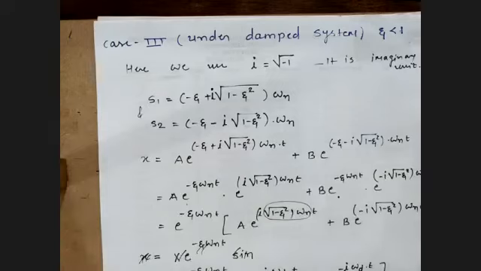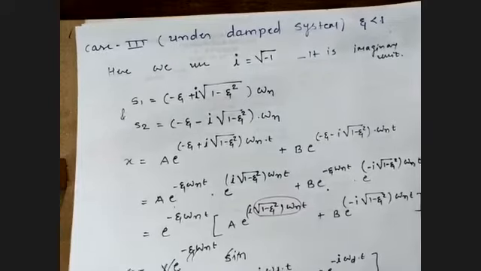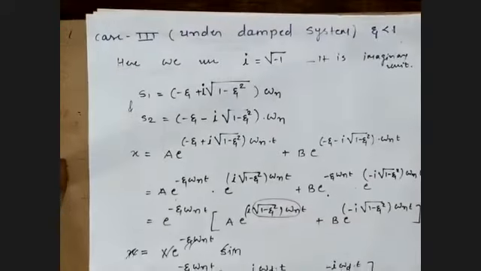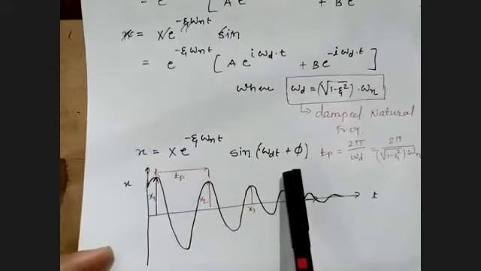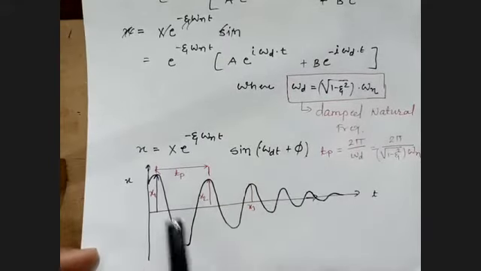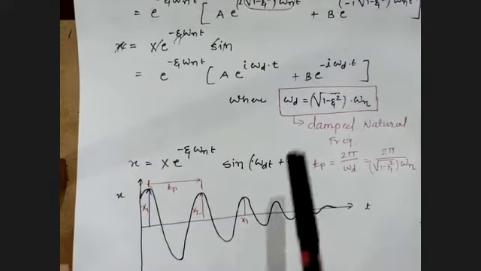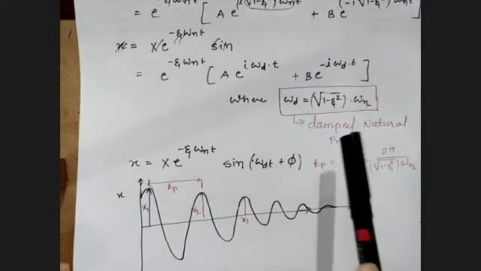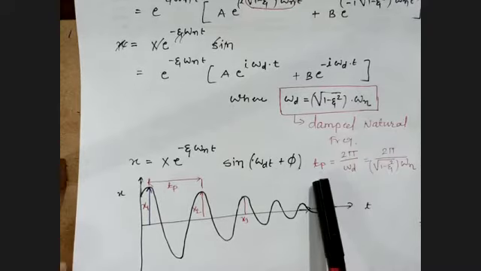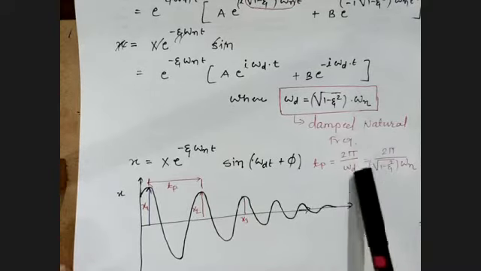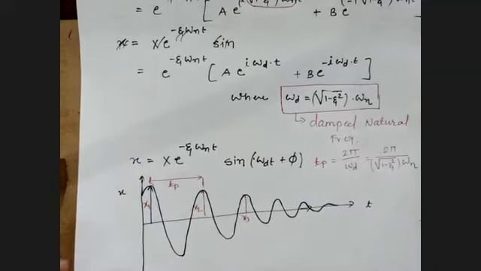We also discussed one more case, the underdamped system, where zeta is less than 1. Here is the response equation and the response. This is the equation of the displacement with respect to time t. From this we get two parameters. One is omega d, which is the damped natural frequency, and the other is the time period, TP equal to 2 pi by omega d. These two parameters we can get from this response.